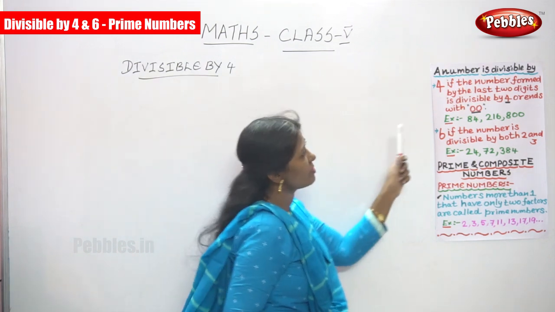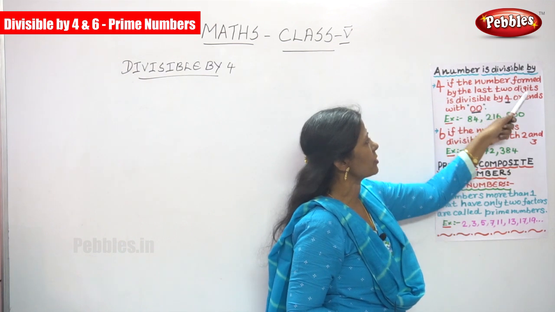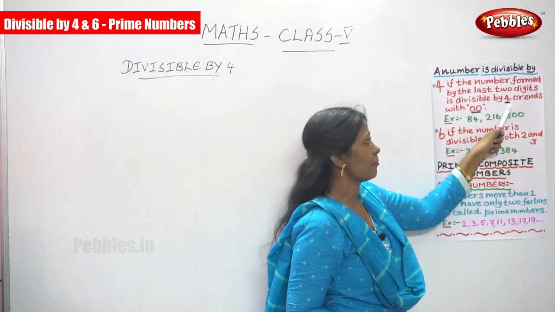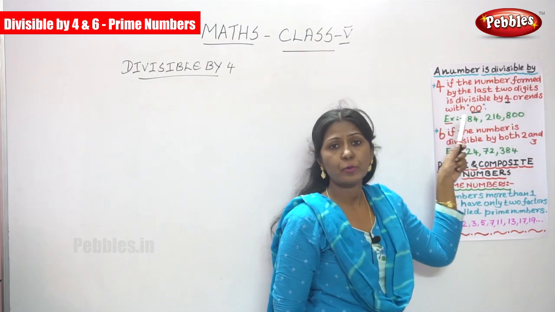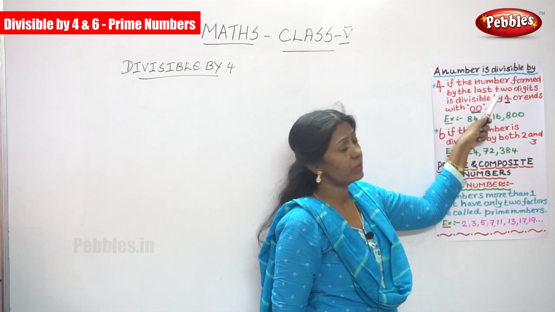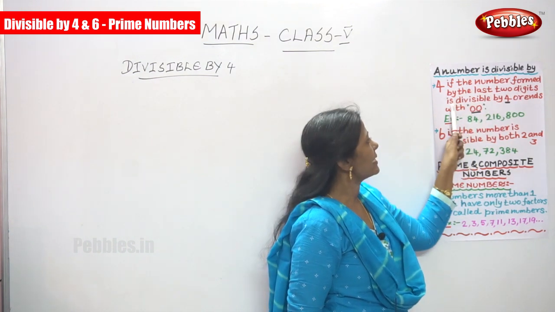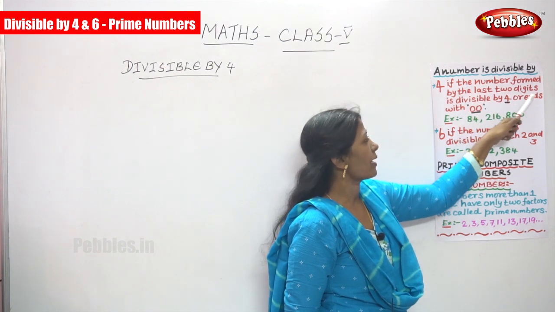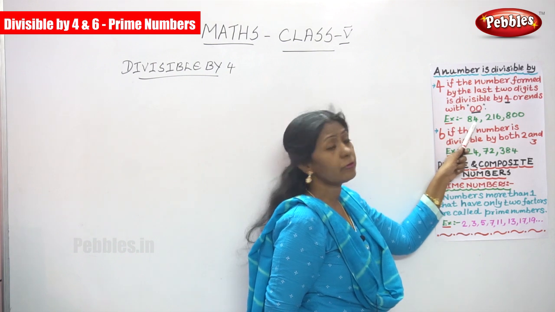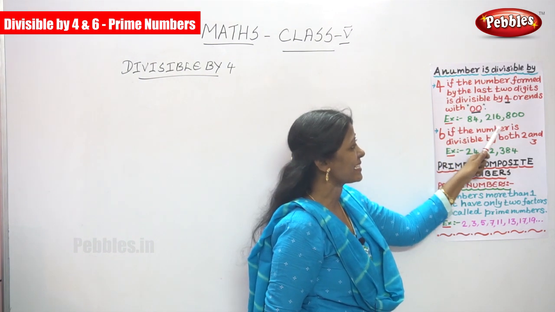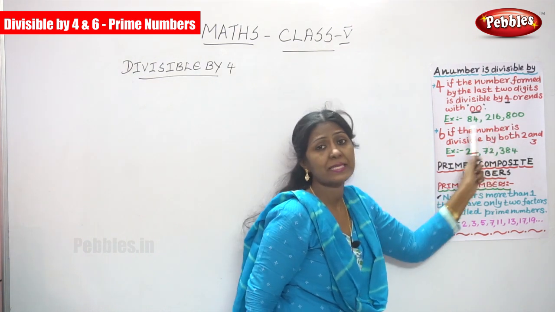The rule for divisibility by 4 is: if the number formed by the last two digits is divisible by 4, or ends with 00. Again I'll repeat, if the number formed by the last two digits is divisible by 4 or ends with 00. Look at the examples: 84, 216 and 800. Now we are going to discuss these sums.